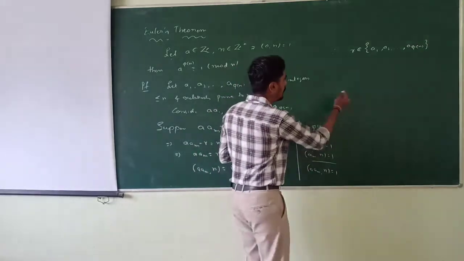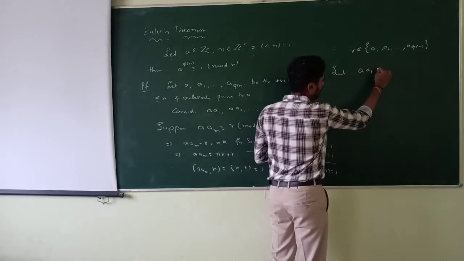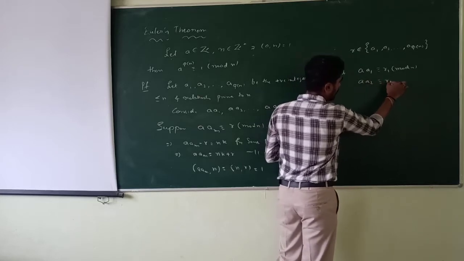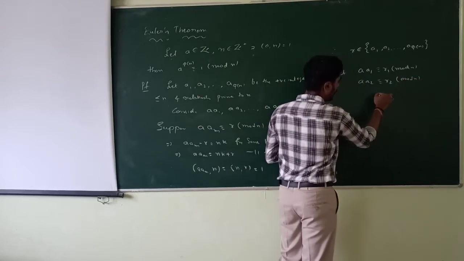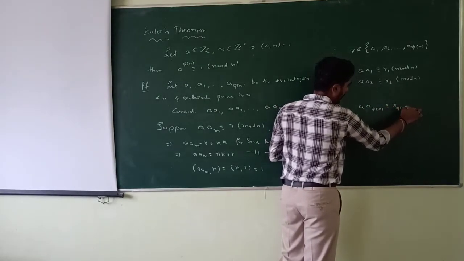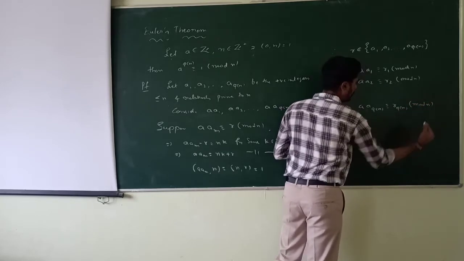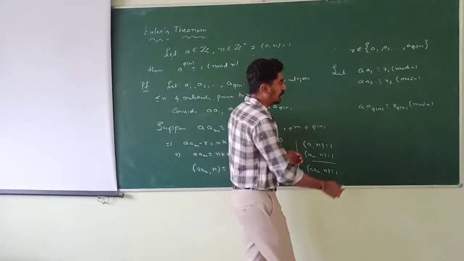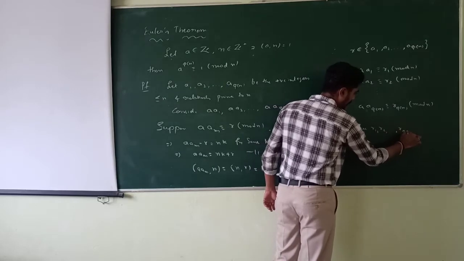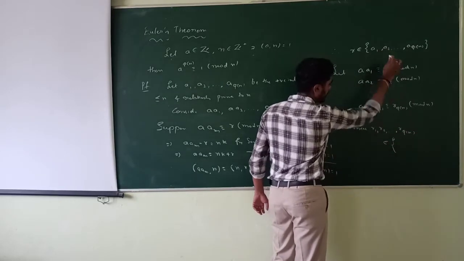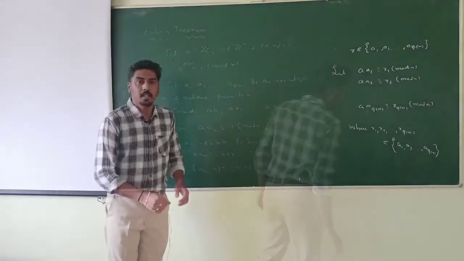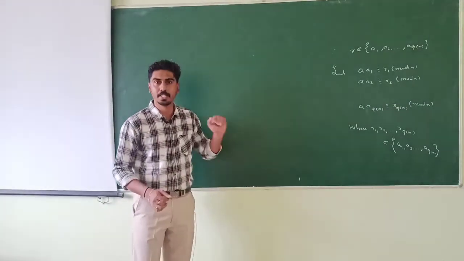Okay. Now let a times a1 be congruent to r1 modulo n, a times a2 congruent to r2 modulo n, and so on, a times a phi n congruent to r phi n modulo n, where r1, r2, up to r phi n are elements of the set a1, a2, up to a phi n. Now let us show that all these remainders are distinct.